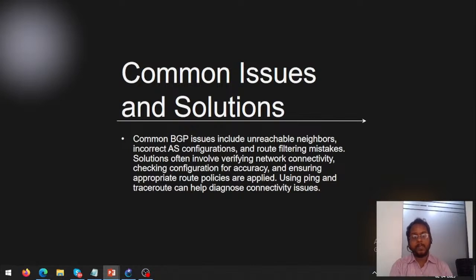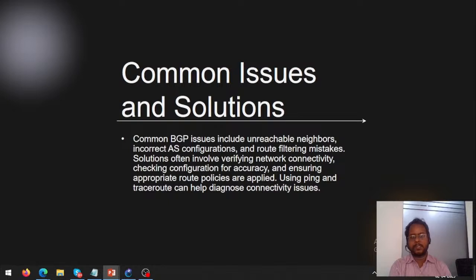It will not work. And route filtering mistakes are also very crucial, because route filtering is used to minimize the number of update packets in BGP. If you cannot do it properly, then there will be a lot of unnecessary traffic. Solutions often involve verifying network connectivity, checking configuration for accuracy, and ensuring appropriate route policies. So you have to verify whether the neighbor is reachable, then check the configuration for accuracy, and ensure appropriate route policies are applied.